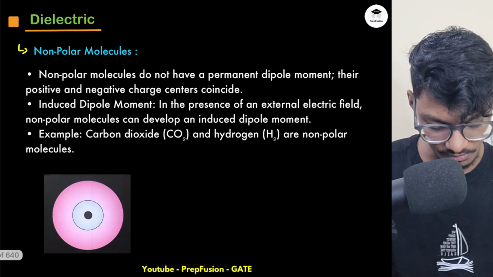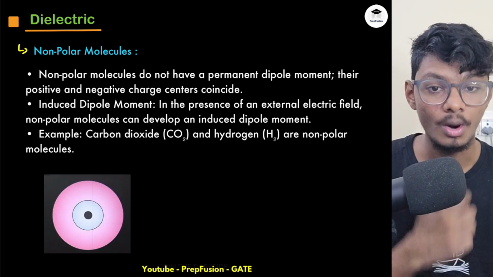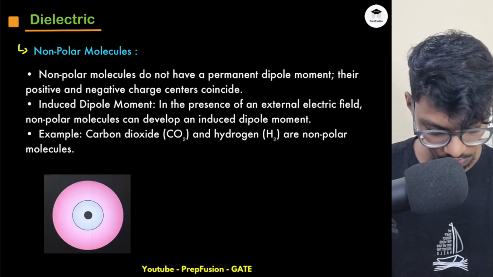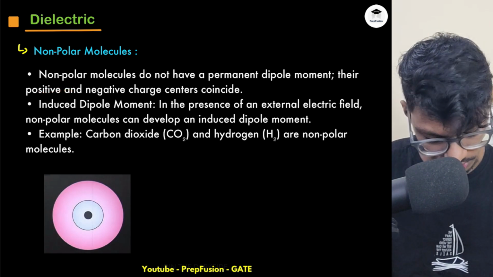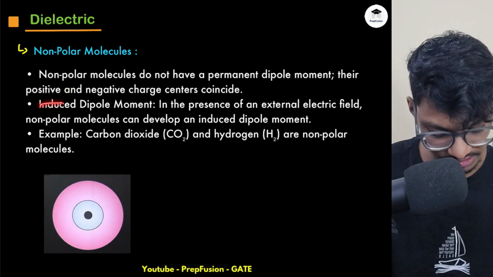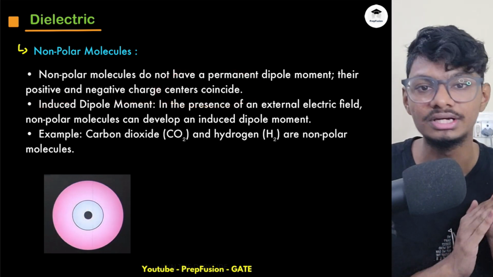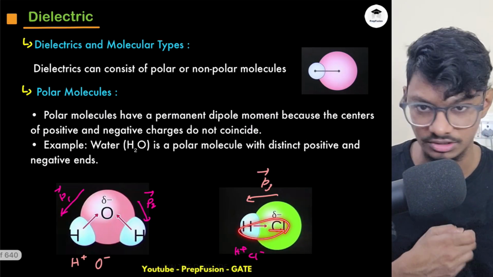But what about this type of molecule where the centers are aligning with each other? That is also a possible type of molecule. Non-polar molecules do not have a permanent dipole moment. Their positive and negative charge centers coincide. If they are coinciding with each other, they don't have a dipole moment because their distance is zero. They don't have a distance itself, right?